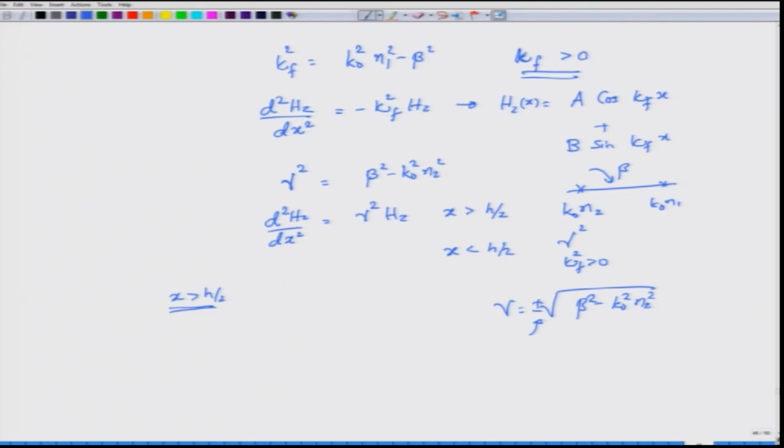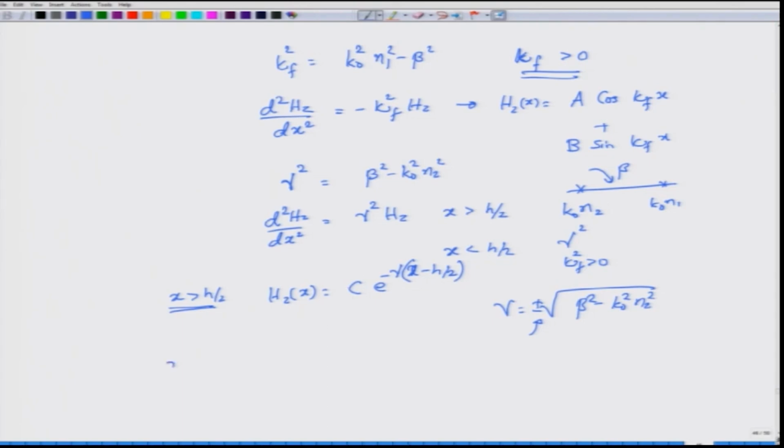So, when I choose a minus quantity, the solution for Hz of x will be, let us say, C e power minus gamma times x minus h by 2. The reason why I have written x minus h by 2 is to simplify the boundary condition. So, at x equal to h by 2, this exponential term will be equal to 1, and therefore, the value of Hz as you come in from the cover will be equal to just C.